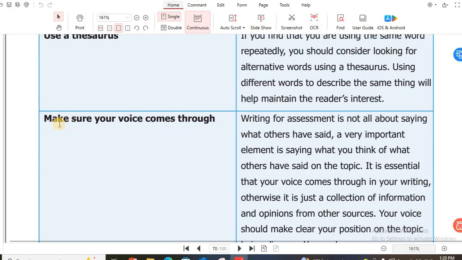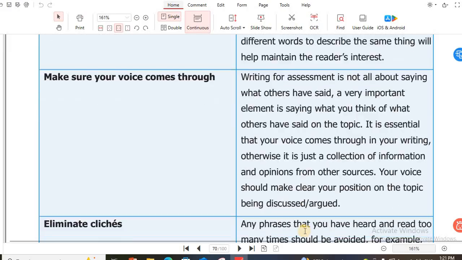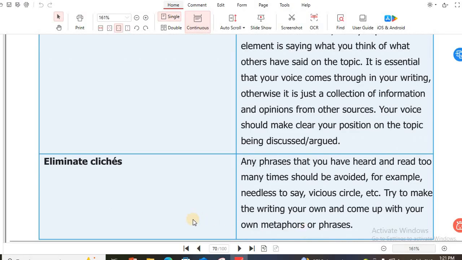This is very important in academic writing. Make sure that you are adding your own opinions about what you are writing or saying. Besides the sources that you are using, add your own. Do not depend mainly on the information and opinions from other sources. Your voice should make clear your opinion or position on the topic being discussed or argued.